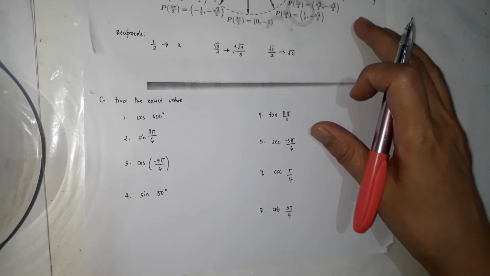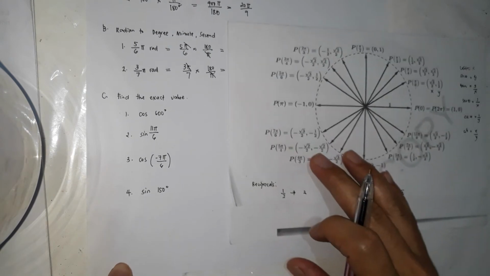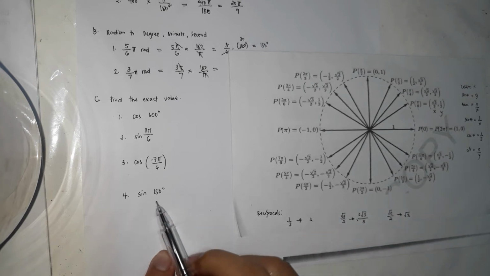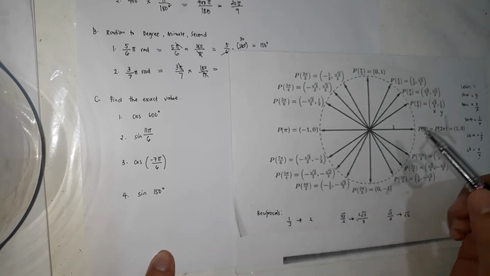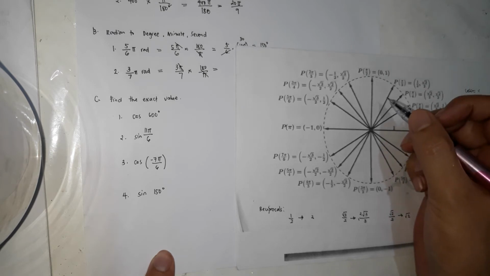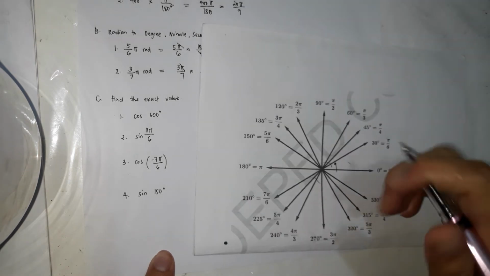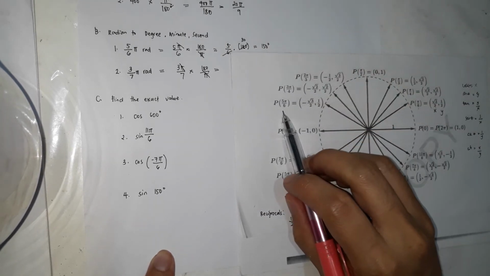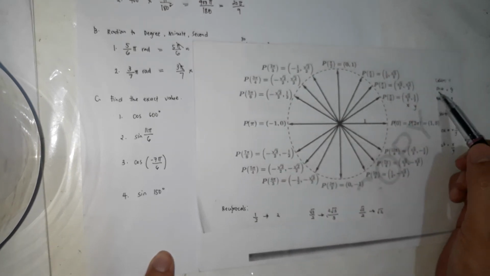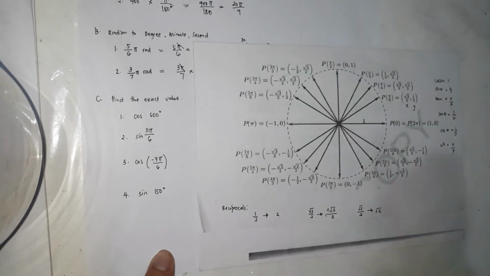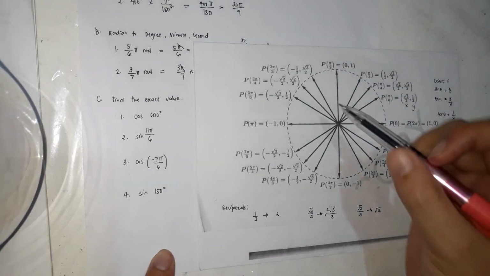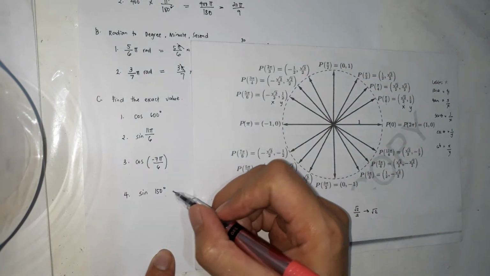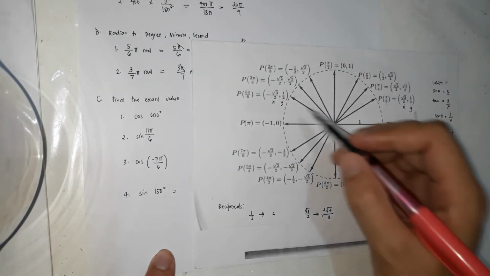Find the exact measure. So example, cosine 600. We'll proceed first with this easy one, sine 150. So we're going to locate first where is sine 150. We know 150 is 5 pi over 6. So sine is y. So the value of sine 150 degrees is y. So y is 1/2.